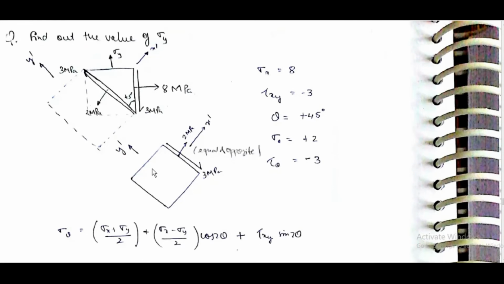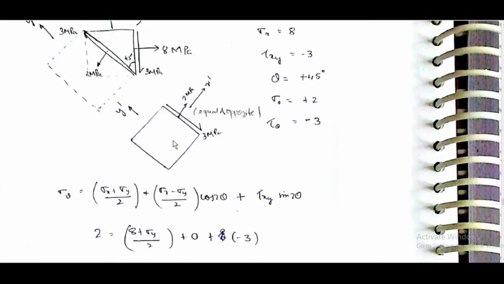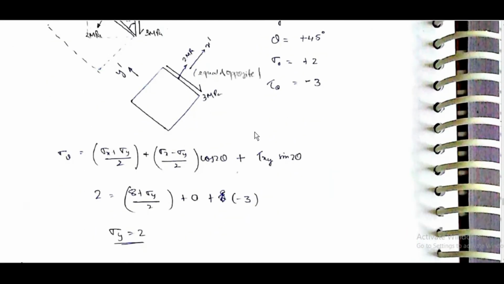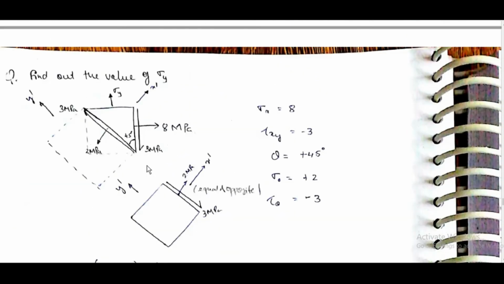Positive on the x-axis or negative y direction. Find out the value of sigma y. Sigma x is equal to 8, tau xy is equal to minus 3, and at plus 45 degrees, sigma theta is equal to plus 2, tau theta is equal to minus 3. Okay, these are just workbook questions.